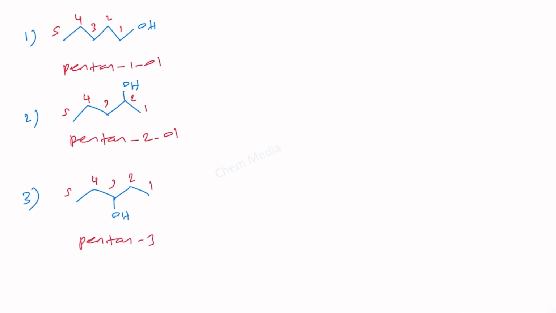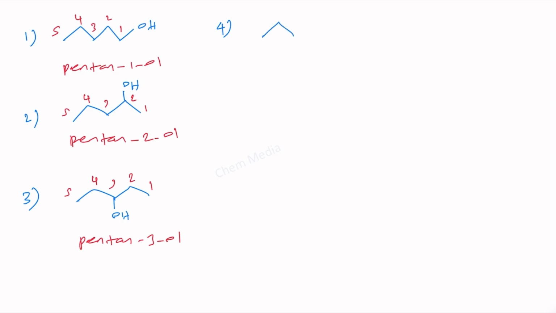This is pentane 3-ol. We cannot write pentane 4-ol because that would become a repetition of pentane 2-ol if we do the numbering from left to right. Therefore, we should not write pentane 4-ol. We are exhausted with the pentane chain. So, let's go to the butane chain.